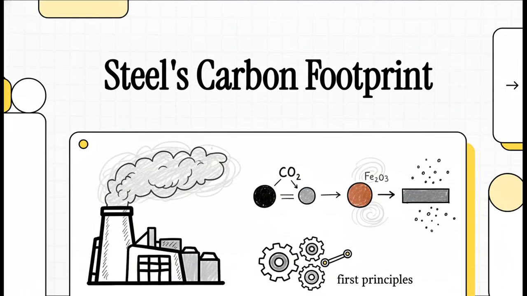All right, welcome everyone. Today we're going to do something really interesting. We're going to take one of the most important numbers in climate science and industry, the carbon footprint of steel, and we're going to tear it apart. We're going to build it back up from scratch using nothing but first principles. Think of it as a deep dive into the fundamental chemistry and physics to see where every single gram of carbon dioxide actually comes from in the steelmaking process.